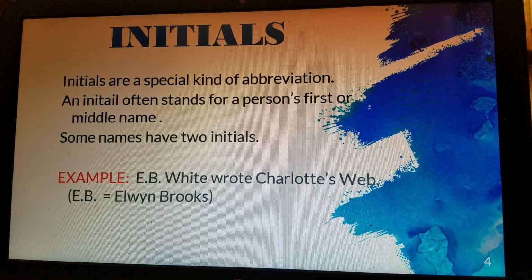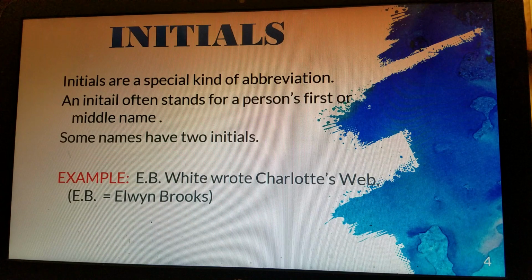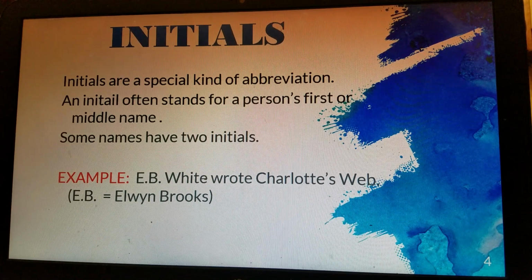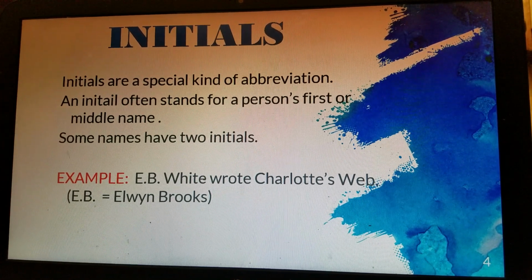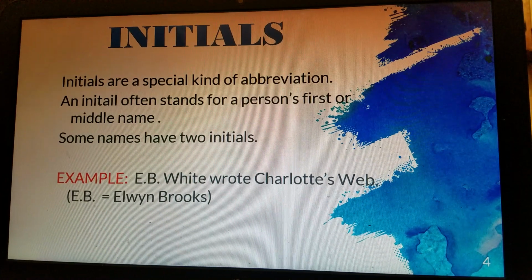Initials. Initials are special kinds of abbreviations. An initial often stands for a person's first or middle name. Some names have two initials. We have an example. E.B. White wrote Charlotte's Web. E.B. stands for Elwyn Brooks. Like my name is Ana Luisa Bermea, so you may abbreviate Ana with an A and Luisa with an L and then write Bermea. So it will be A period L period Bermea.